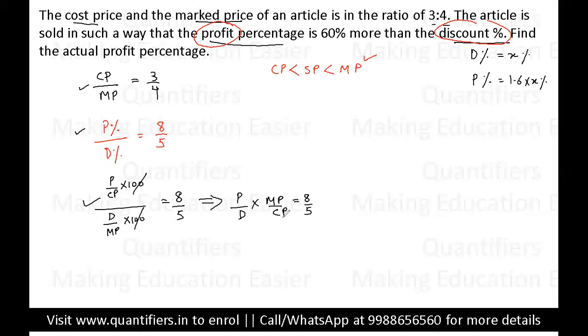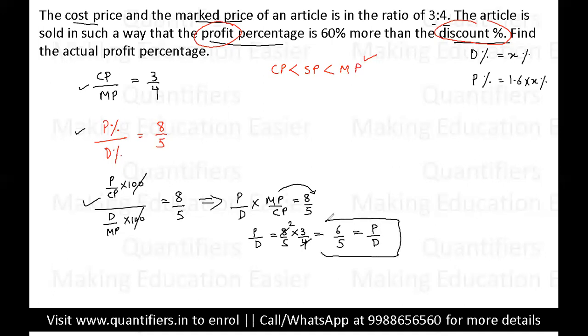And now students, you can see we already know the value of CP by MP. CP by MP हमें पता है. यहाँ से हम क्या कर सकते हैं? यहाँ से हम कह सकते हैं that profit by discount will be equal to 8/5 into CP by MP, right? If I bring this to the right hand side, it will be into CP by MP. And I know that CP by MP is nothing but 3 by 4. So from here I'll get 4 into 2 is 8, so I'll get 6 upon 5. 6 upon 5 students हमारे पास रेशियो आ गया है. This is profit upon discount ratio.